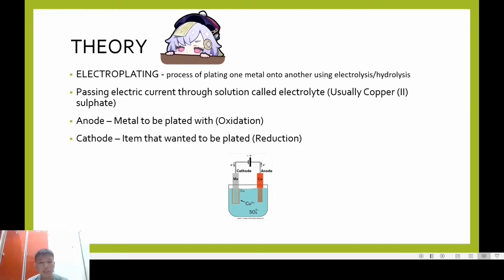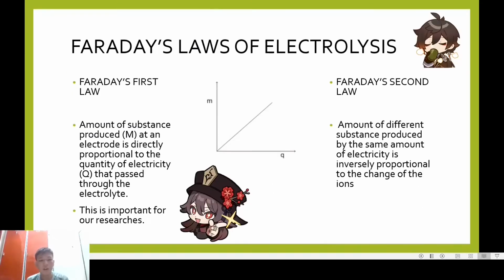At the anode, which is the positive terminal, an oxidation reaction will occur. And at the negative terminal, which is the cathode, a reduction reaction will occur. Since both reactions occur simultaneously, we call it a redox reaction. Faraday's first law states that the amount of substance produced at an electrode is directly proportional to the quantity of electricity that passes through the electrolyte, while Faraday's second law states that the amounts of different substances produced by the same amount of electricity are inversely proportional to the charge of the ions.